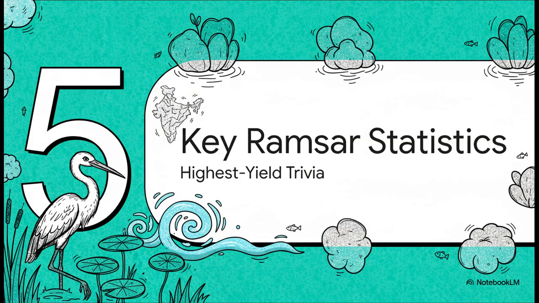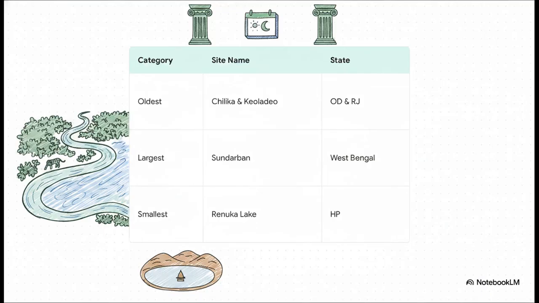And finally, Section 5, Key Ramsar Site Statistics. Let's bring this home with some absolute highest yield trivia. This is pure gold for those match the following questions on exam day. You need to know the extremes. India's very first and therefore oldest sites, designated together in 1981, are Chilka Lake in Odisha and Keoladeo National Park in Rajasthan. Size-wise, the absolute largest is the massive Sundarban wetland over in West Bengal. And the smallest? That title goes to the tiny Renuka Lake in Himachal Pradesh.